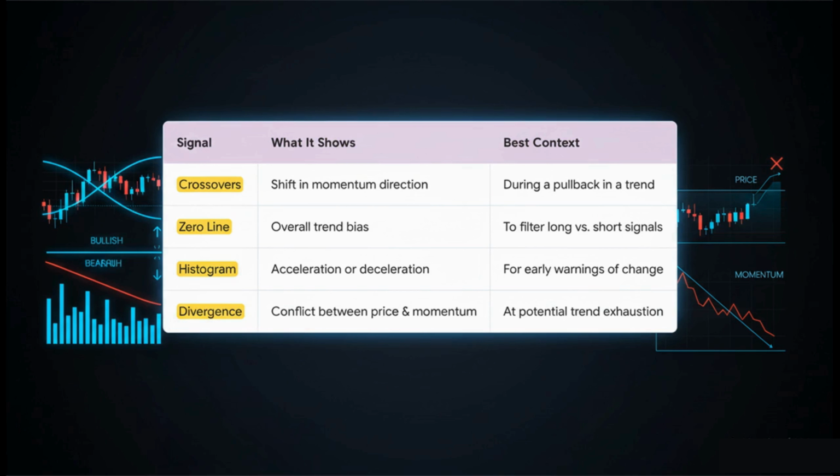Second, the zero line, which gives us the overall trend bias. Think of it this way. Above zero, the bulls are in control. Below zero, the bears are. Third, the histogram, which we just covered, our early warning for momentum speeding up or slowing down. And finally, divergence. That's when price and momentum start telling you two different stories.